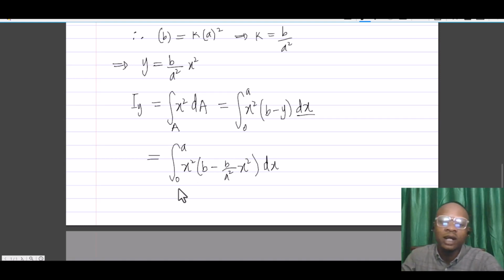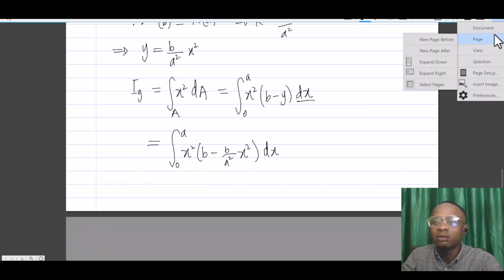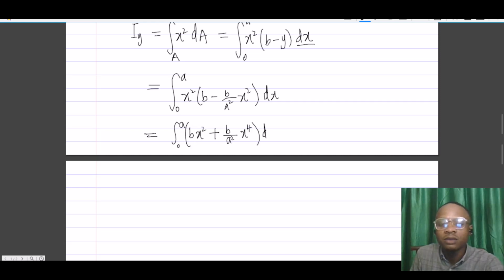So now we are good to go. We have x in the whole expression and some constants. We can move out the constants when we simplify, and we can integrate whatever we have left. So this is now easy to deal with, and we will work on this integration now. Let's firstly expand what we have inside here. This is the integral from 0 to a of x squared times this, so we have bx squared, and then x squared times this, plus b over a squared multiplied by x to the power 4. Then we take the integral of all of these with respect to x.